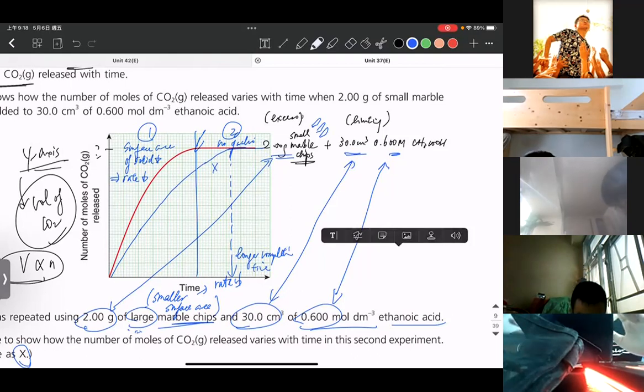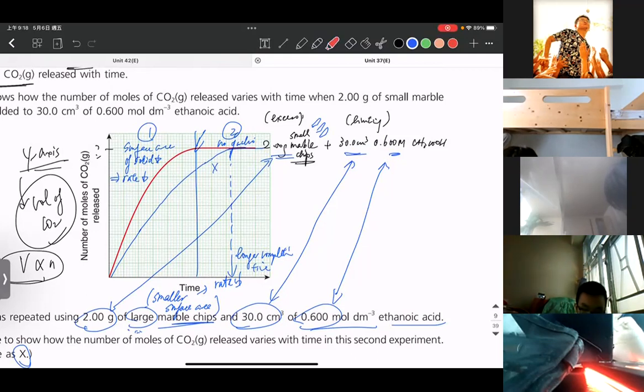Number two, if you want to talk about the number of moles of carbon dioxide to be formed, you are going to check the physical quantities here, right? This part, you check 2 gram the same, 30 cm³ the same, 0.6 molar the same. The acid used is the same, right? So of course, all those matter. If you want to talk about the number of moles, they are the same. Of course, the carbon dioxide formed will be produced in the same amount. Do you understand? So this is a way to understand how to draw the graph correctly.